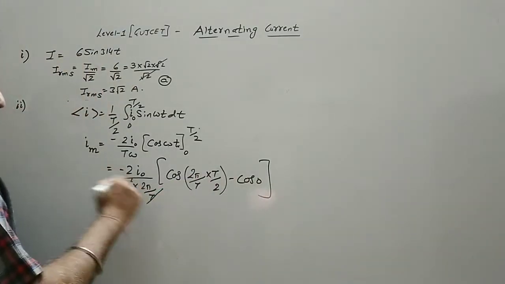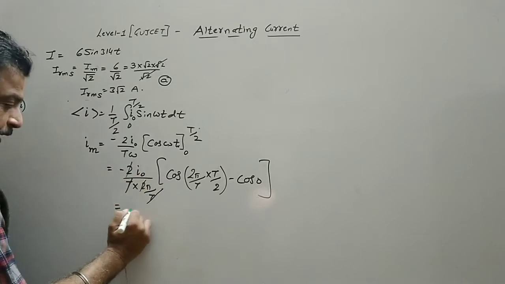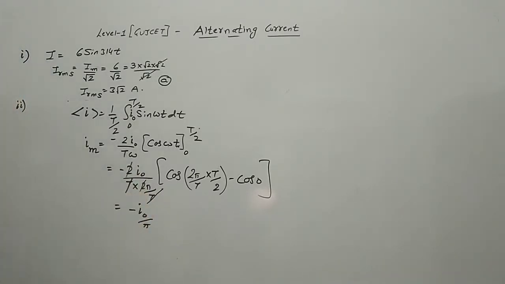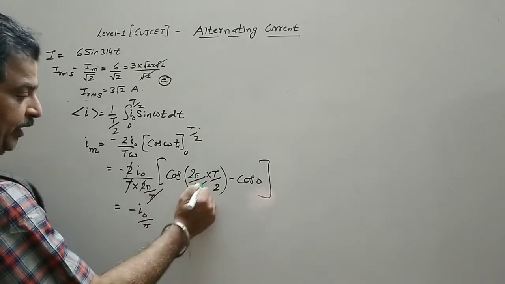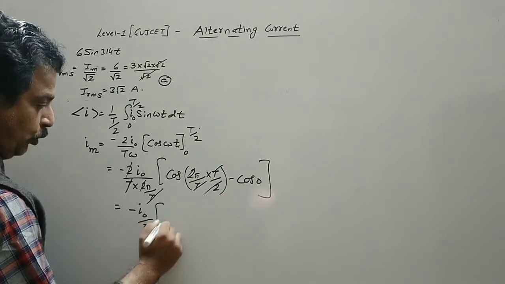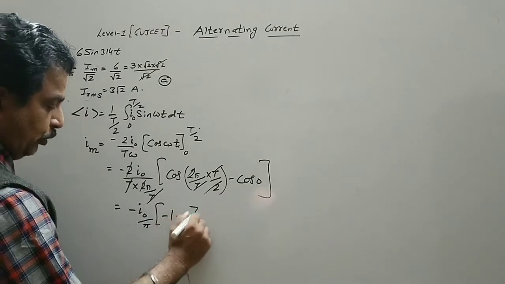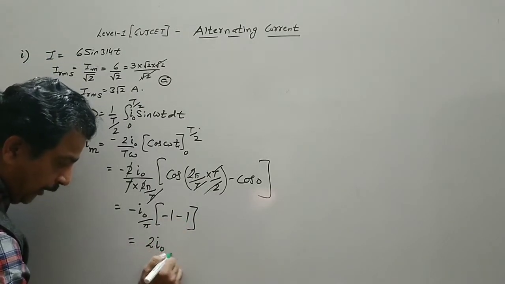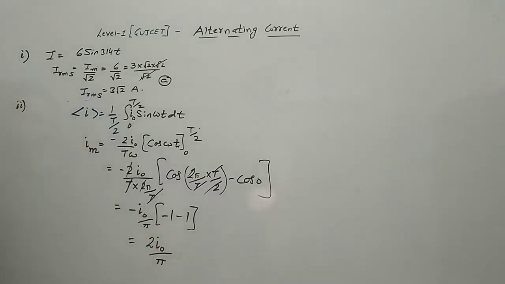Tt is cancelled, 2 is cancelled. So we are left with minus I naught divided by pi. Cos of again tt cancelled. So you have cos pi, that is minus 1, cos 0, minus 1. So for half cycle it comes out to be 2 I naught by pi. Minus 1 minus 1 minus, so 2 I naught by pi.